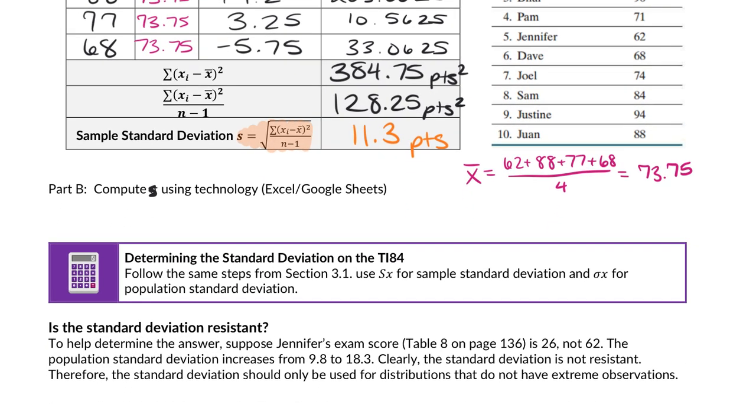So is standard deviation resistant? Great question. Let's think about this. Suppose Jennifer's score was a 26 instead of a 62, like she did really badly. The population standard deviation increases from 9.8 to 18.3, so our data spreads out. Clearly, that means the standard deviation is not resistant. That's going to be huge for us here: standard deviation is yet another measure that is not resistant to extreme values. Therefore, standard deviation should really only be used for distributions that do not have extreme observations, that really do follow that symmetrical bell curve.